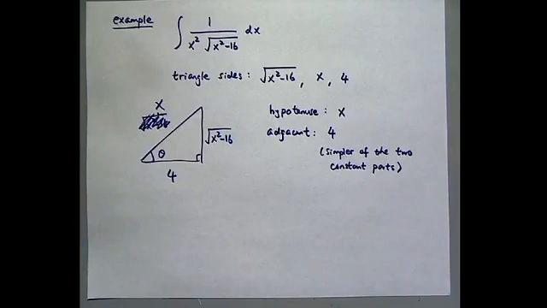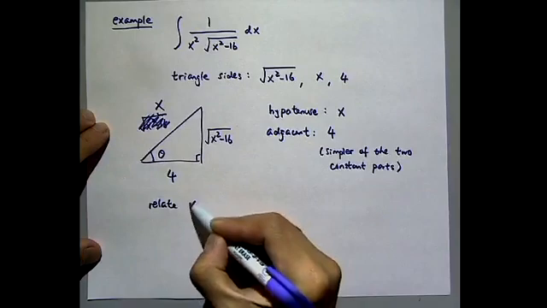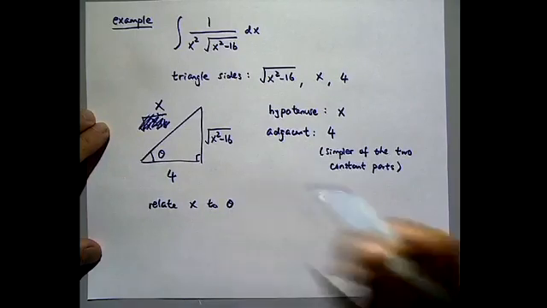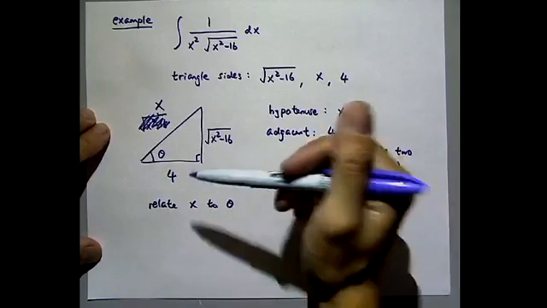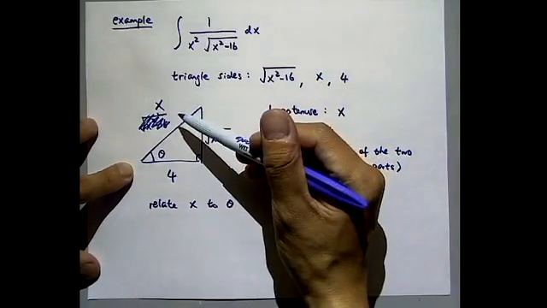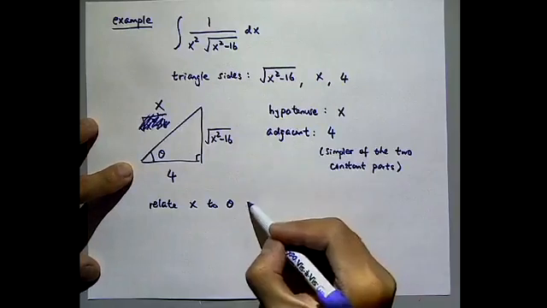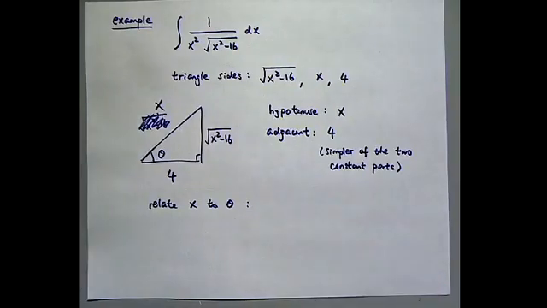And now we relate x to theta. The two simplest sides are adjacent and the hypotenuse. So what do you think? Which trig function can relate those two? Cosine can do that, so can secant. We'll try both.